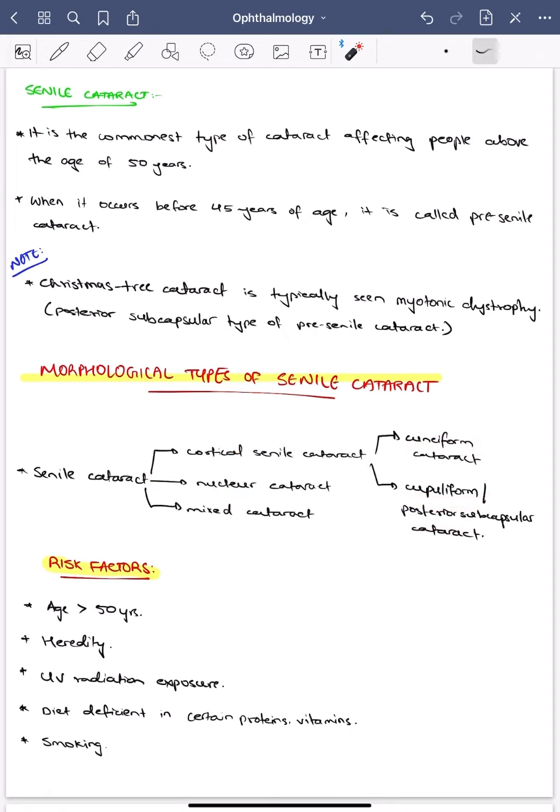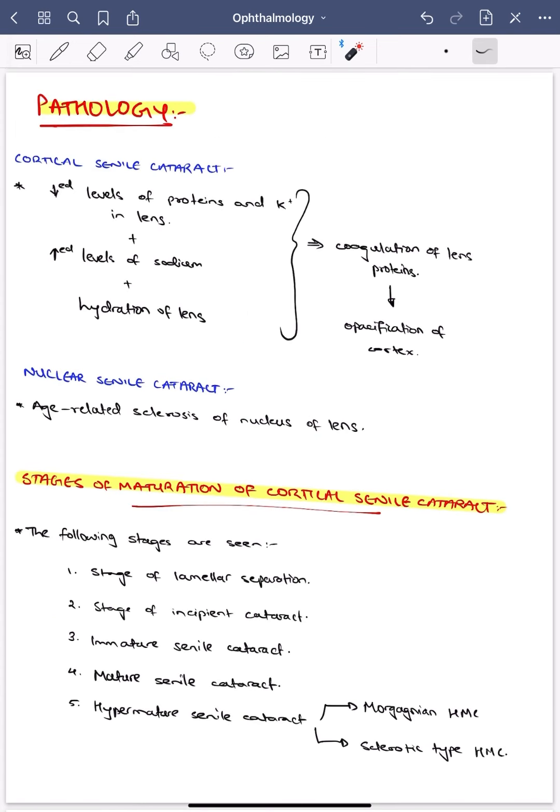Now, some risk factors for development of cataract are age greater than 50 years, heredity, UV radiation exposure, diet deficient in certain vitamins and proteins, and smoking. Now, coming to the etiopathogenesis of cataract, or how the opacity develops in the lens.